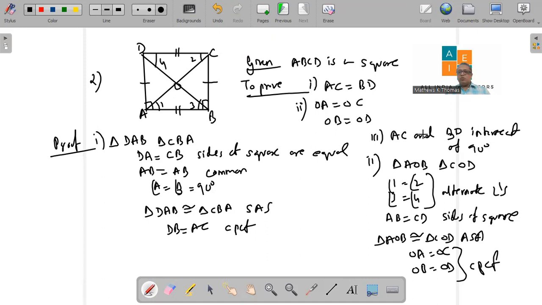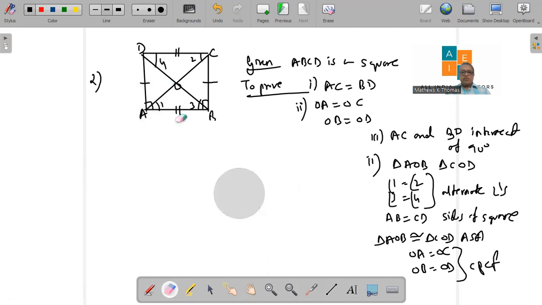Now we have to prove that they are 90 degrees, and for that, what I'm going to do is take a different pair of triangles, that is, third part, triangle AOB and triangle COB, and prove them congruent. So how am I going to get that?